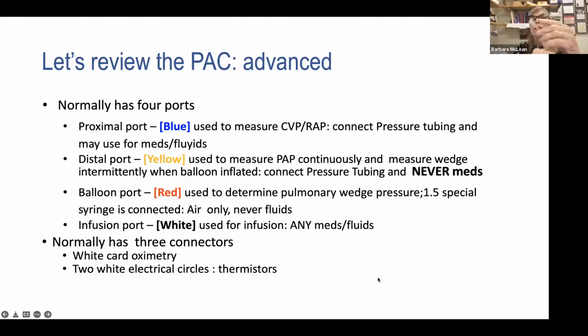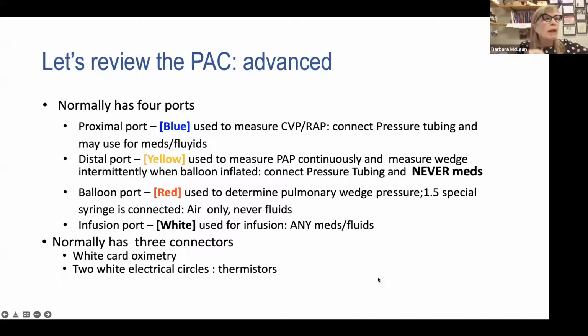After that, the other fluid port is the white one, and you can see the white ends in that little hub, and that little hub can be connected to any fluids or medications you want to give. This is called the infusion port, sometimes called the VIP port. It's used for any infusion, any meds, any fluids, whatever you wish to give through there. You can always consistently and constantly give fluid through that line.